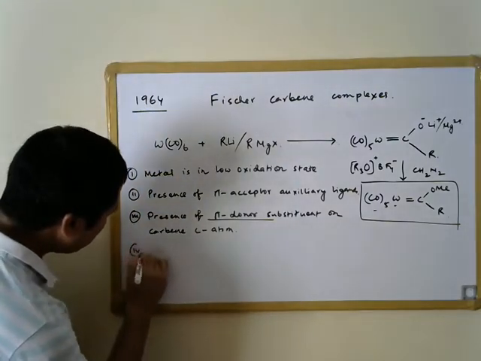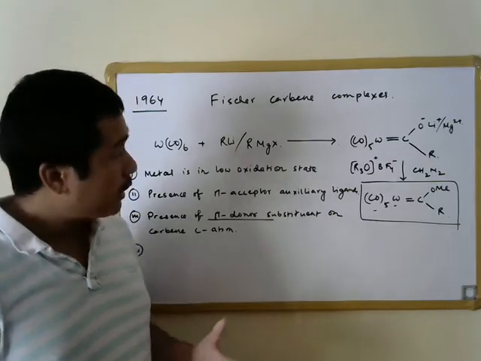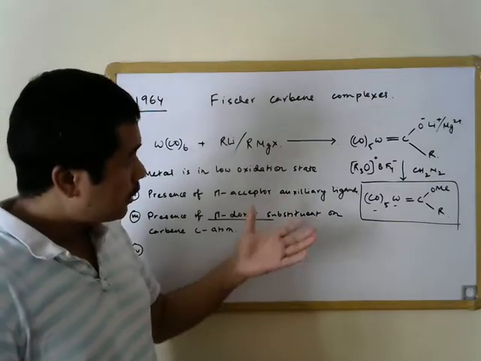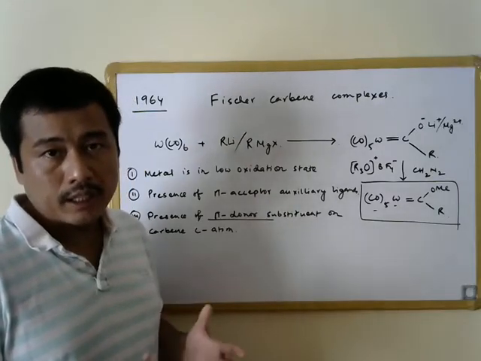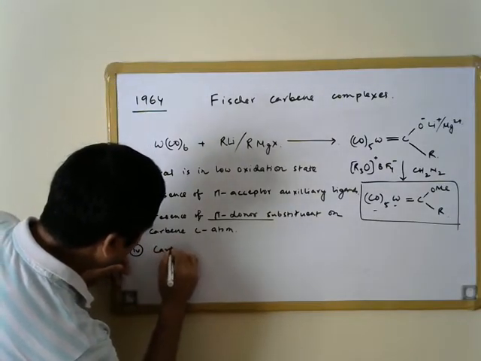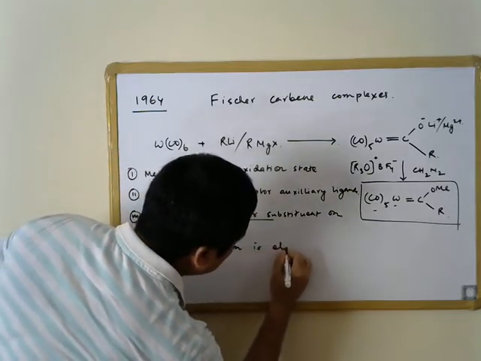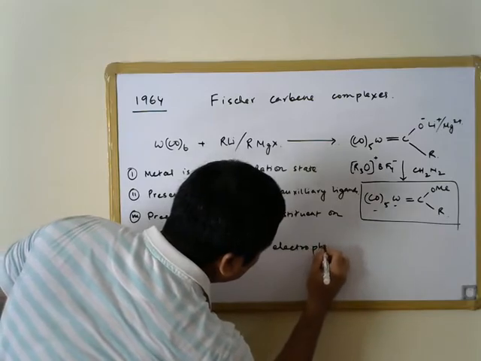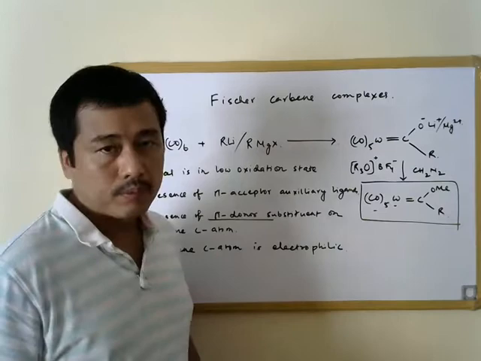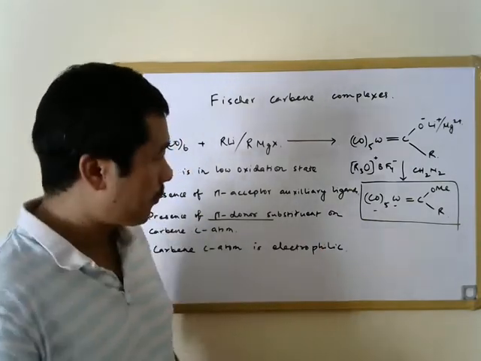So the fourth important aspect of these Fischer carbene complexes, which is common among all the Fischer carbene complexes, is that the carbene carbon atom in these complexes is essentially electrophilic in nature. That is, the carbene carbon atom in these Fischer carbene complexes is electron deficient and electrophilic in nature.